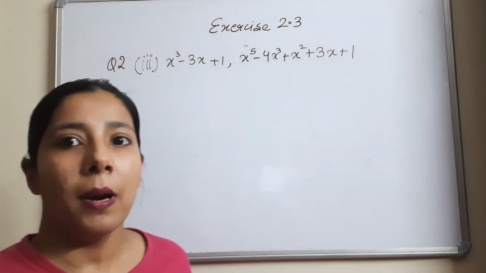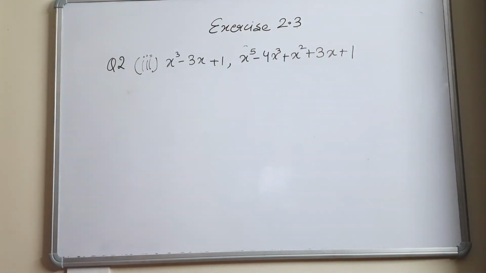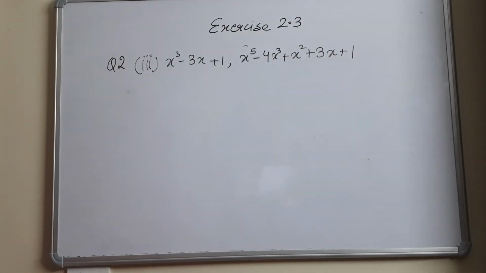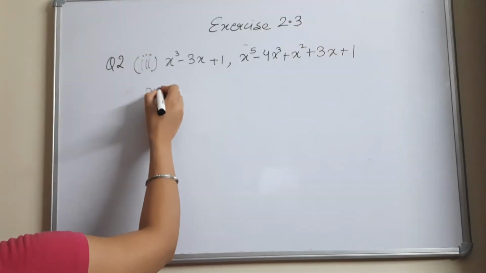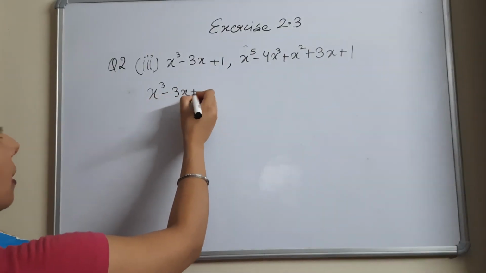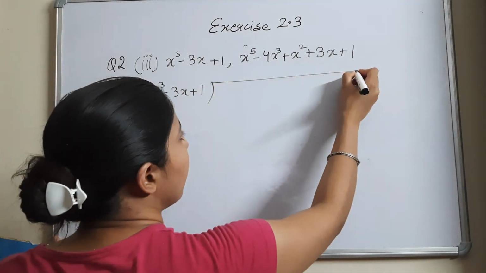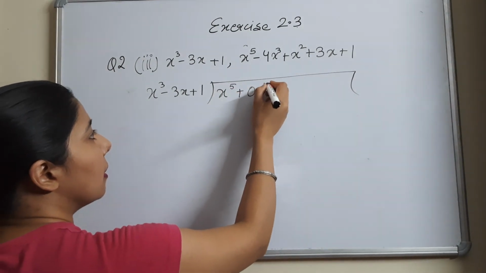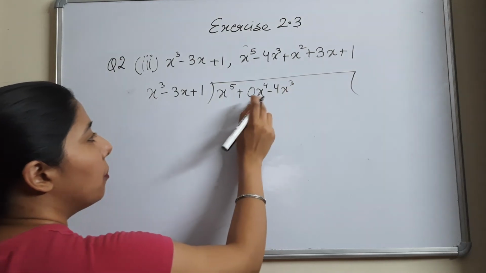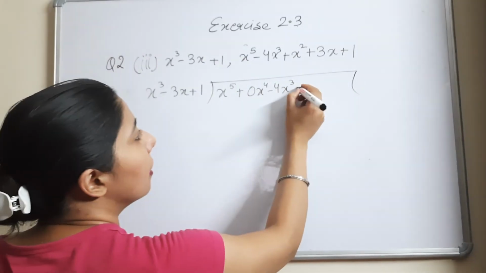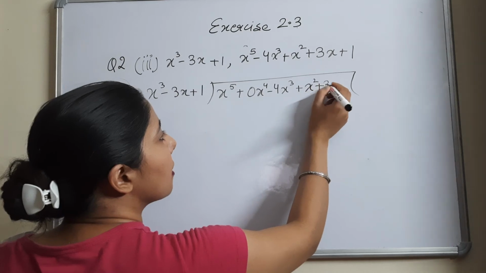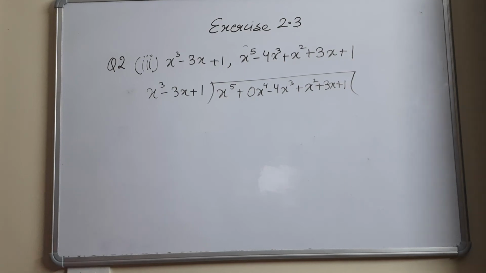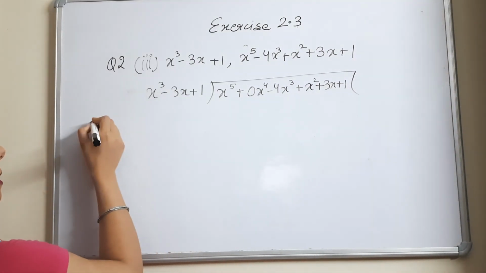Now this is the third part of your question number 2. Here we also need to check whether this is a factor of this or not. First check the degrees are in correct order. Yes. Now we will write it as x cube minus 3x plus 1. And here you can see that some degrees are missing. So we will put zeros for those degrees, like x^4 is missing. So I write x^4 with a 0 coefficient plus 3x plus 1.